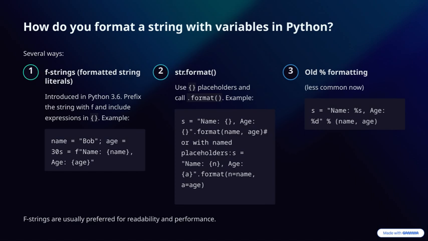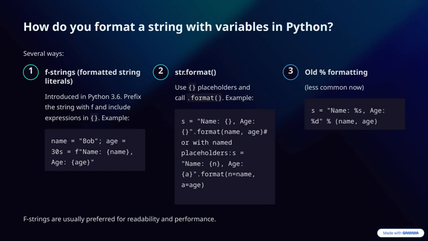But the most recommended way now, especially from Python 3.6 onward, is to use f-strings. To do this, you prefix your string with an f, and then include your variables directly inside curly braces, like name equals Bob, age equals 30, s equals f name, age. This method is not only more concise but also improves readability because it directly embeds expressions within the string. Overall, using f-strings tends to be the preferred approach because it combines simplicity, clarity, and performance, making your code easier to write and understand.